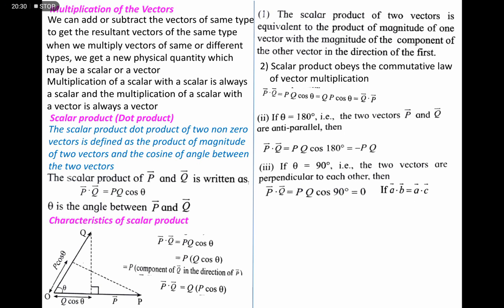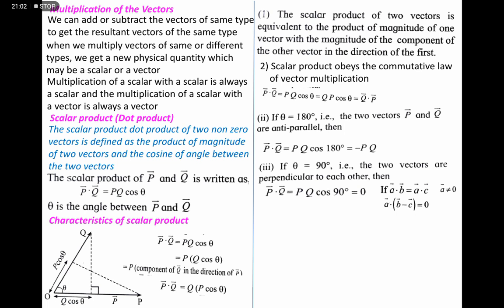Here a bar dot b bar equals a bar dot c bar. A bar is a non-zero vector. Then definitely we'll write a bar dot into bracket b bar minus c bar. It is simple arithmetic and this is equal to 0. It means that vector a bar and the vector b bar minus c bar must be perpendicular to each other.